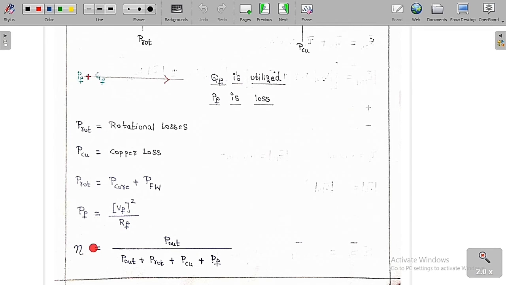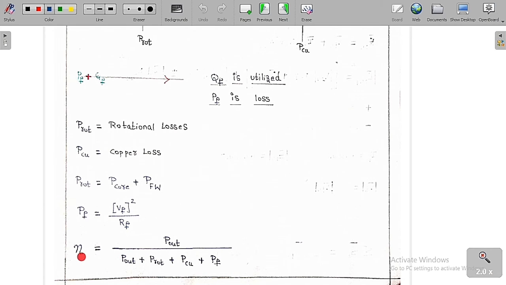Then what is the efficiency? Efficiency of this alternator is equal to output power by input power. See, output power is P out. The input power is nothing but output power plus losses. How many losses are there? Basically, copper loss is there, and the rotational loss is also there, and one more loss which is called PF. PF is called the power loss in the field winding. So we have to consider all these losses.